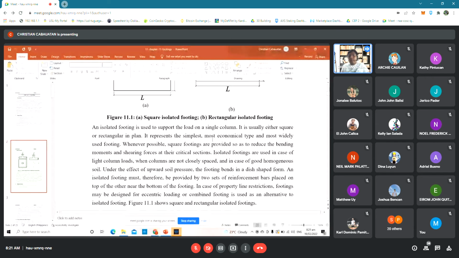Isolated footings are used in case of light column loads, when columns are not closely spaced, and in case of good homogeneous soil. Under the effect of upward soil pressure, the footing bends in a dish-shaped form. An isolated footing must therefore be provided with two sets of reinforcement bars, placed one on top of the other near the bottom of the footing.